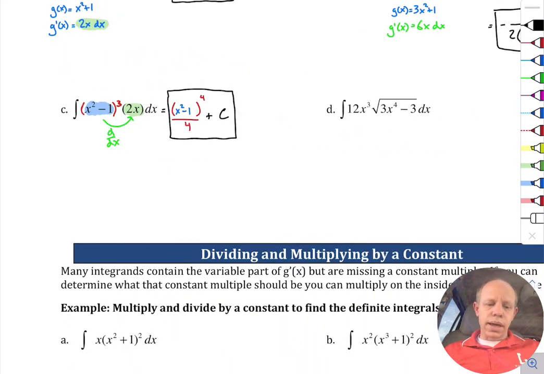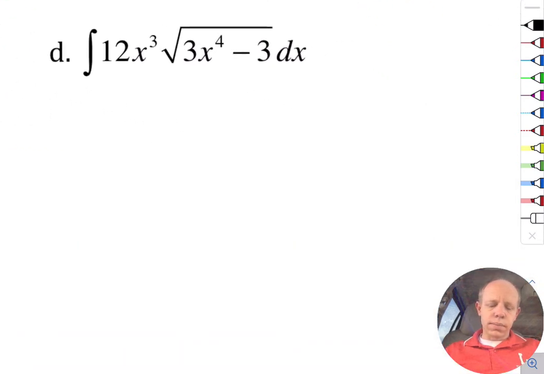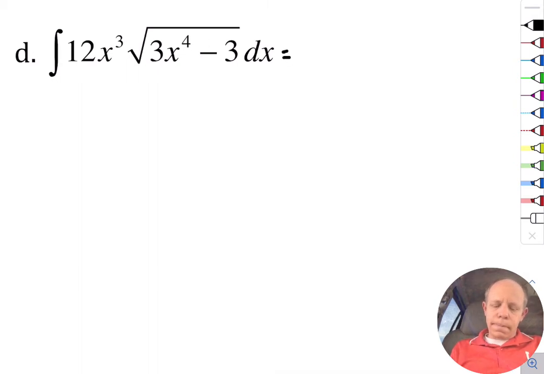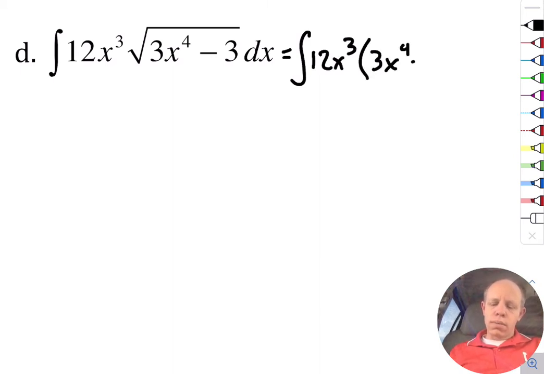So let's try it with letter D and see if we can do the same type of idea here. All right, so first off, I do want to rewrite this, getting rid of the radical. So we'll have 12x cubed, and then quantity 3x to the fourth minus 3 raised to the 1/2 power, dx.